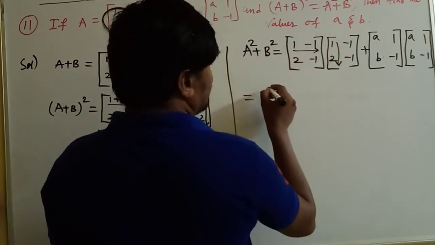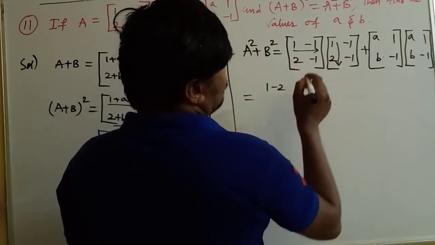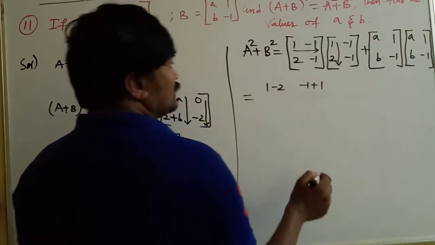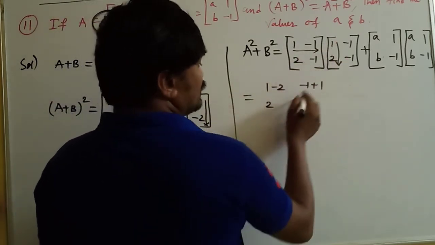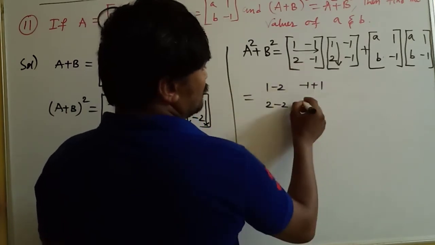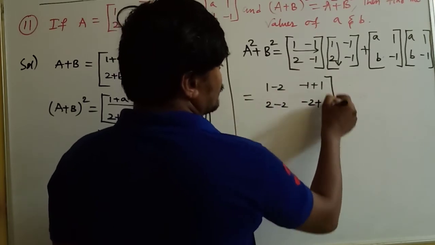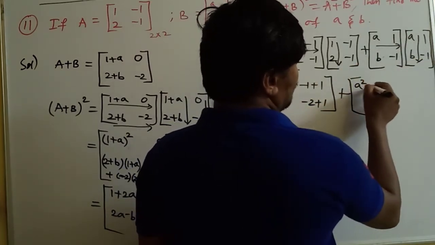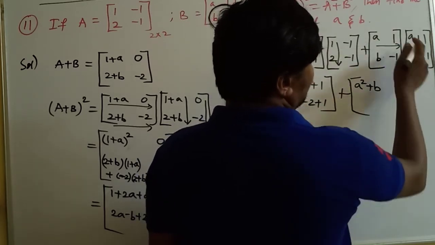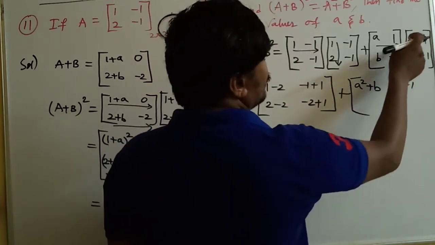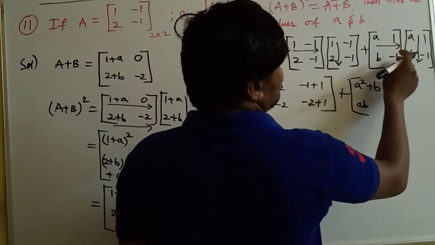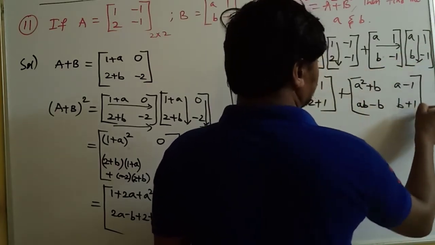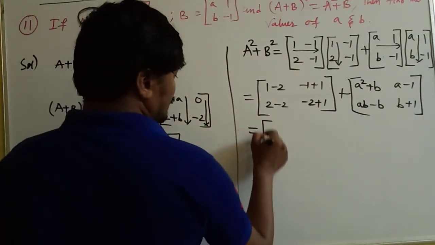First row, first column, 1 ones are 1, minus 2 into 2 minus 2, minus 1 into 2 minus 2, 1 into minus 1 minus 1, minus 1 into minus 1 is nothing but plus 1. Now 2 into 1 is 2, minus 1 into 2 minus 2, 2 into minus 1 minus 2, minus 1 into minus 1 plus 1. So now you got a square. Next one here, a into a square plus 1 into b, a into 1 a, 1 into minus 1 minus 1. Next b into ab. Now minus 1 into b is nothing but minus b, b into 1 b, minus 1 into minus 1 plus 1. See, easily we need to check and we don't want to go for difficult procedures.